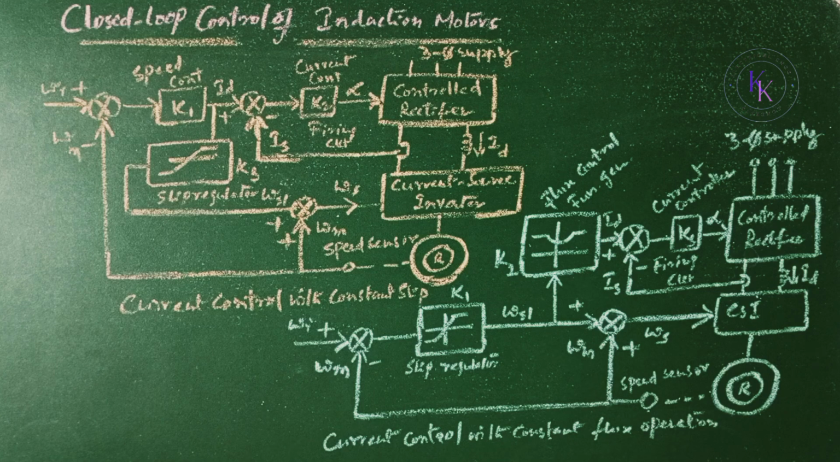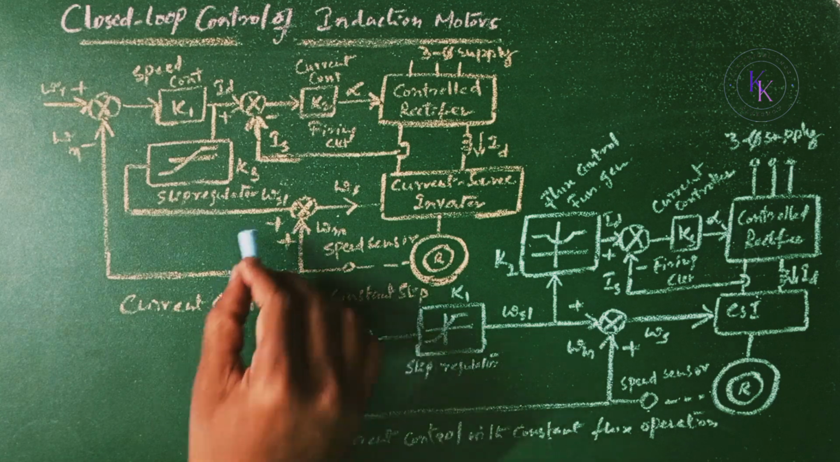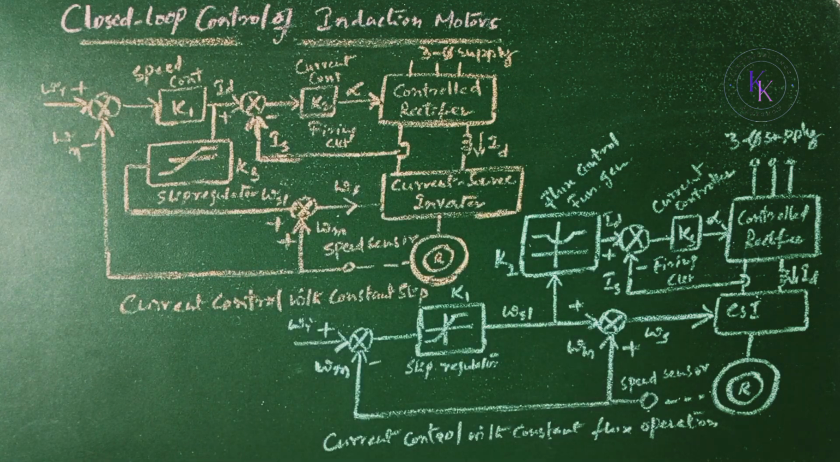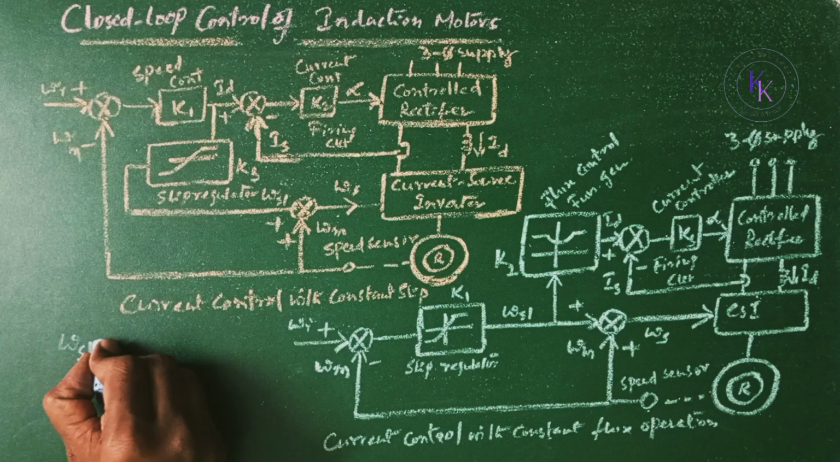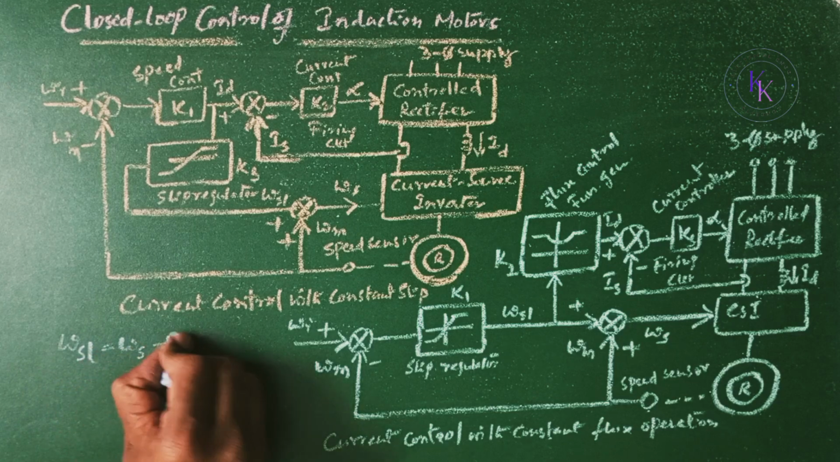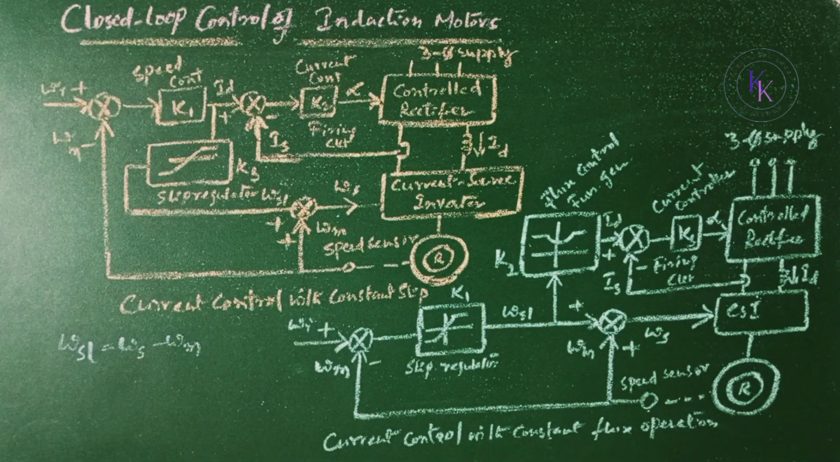A simple arrangement for current control is as shown here. The speed error generates the reference signal for the DC link current. The slip frequency, that is omega SL equals omega S minus omega M, is fixed. With a step speed command, the machine accelerates with a high current which is proportional to the torque. In the steady state, the motor current is low.